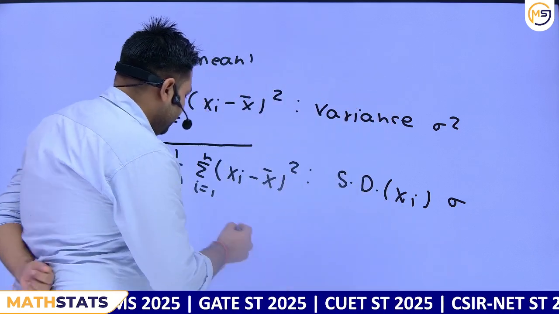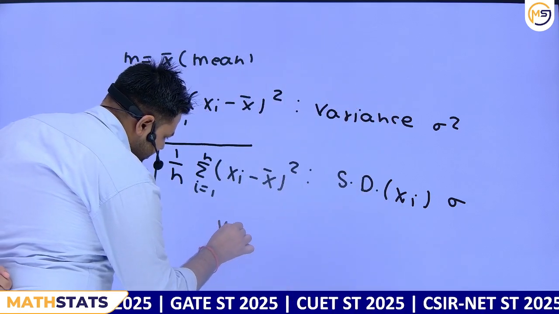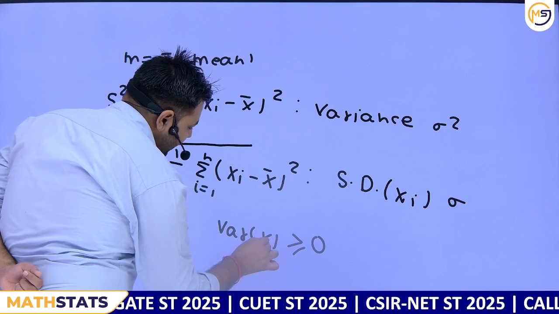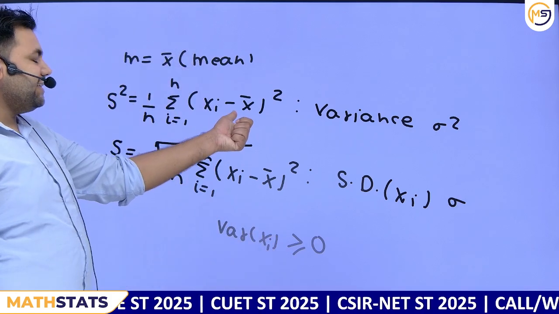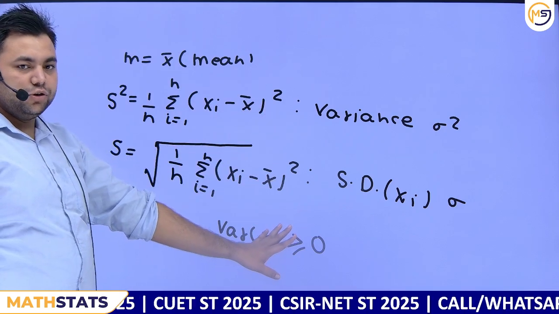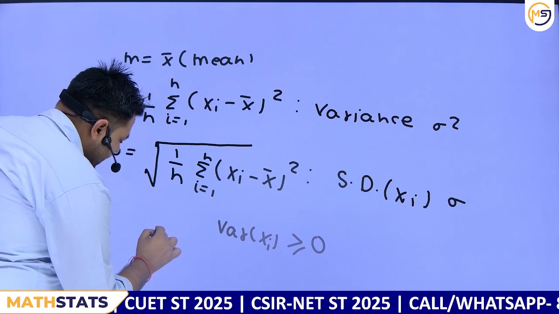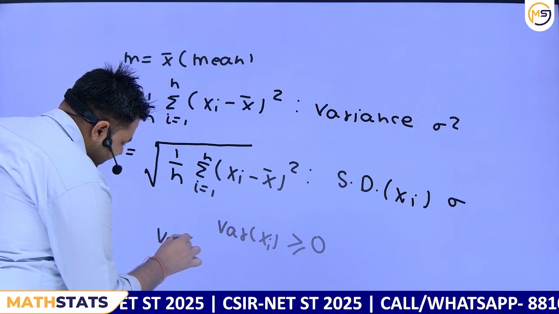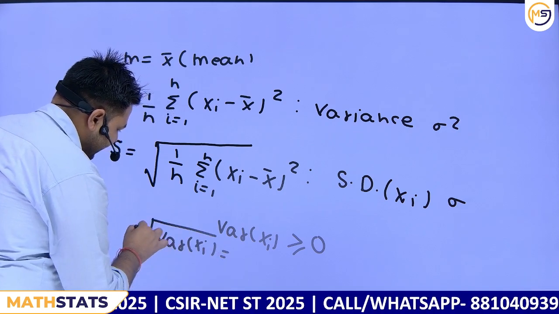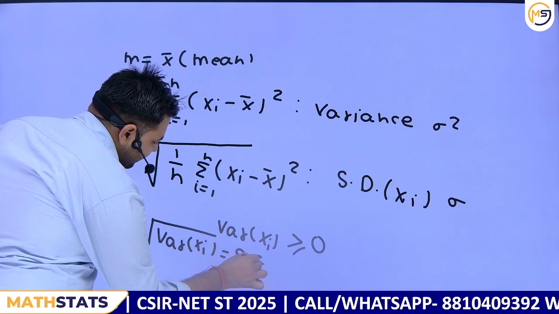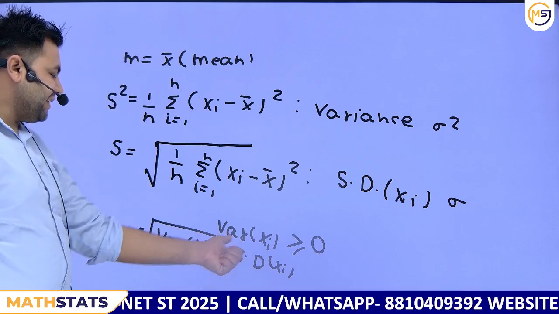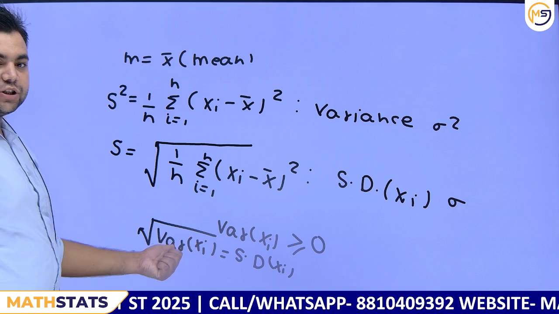Now remember one thing, variance of xi is always greater than or equal to 0. Why is this always greater than or equal to 0? Because this is a positive quantity, and when we add these positive quantities, the sum is greater than or equal to 0. And standard deviation of xi equals the positive square root of variance of xi.